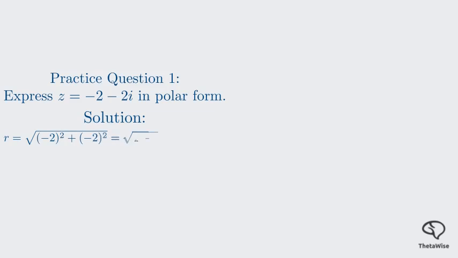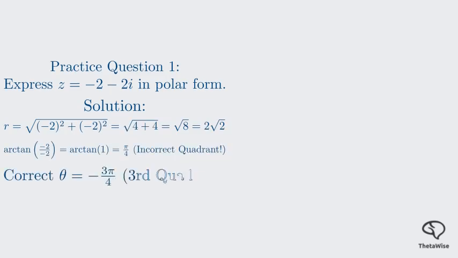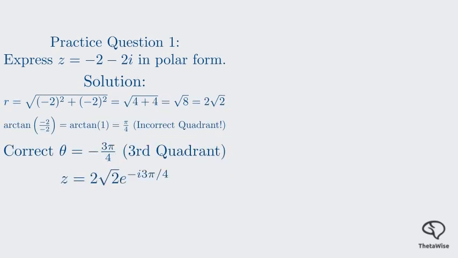And here's the solution. You should have found the magnitude r was 2 times the square root of 2. The argument theta should have been -3 pi over 4. If you used arctan, you would have gotten pi over 4, but that's in the first quadrant, while -2 minus 2i is in the third. Plotting the point on the plane is the best way to catch this. So, the final answer is 2 times the square root of 2 times e to the negative i 3 pi over 4. Great job if you got that right.